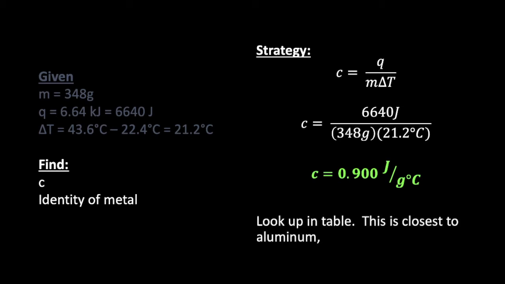Now, if we were to look this up in a table, we would find that this is very close to the specific heat for aluminum, 0.897 joules per gram degrees Celsius. So aluminum is probably what this is.